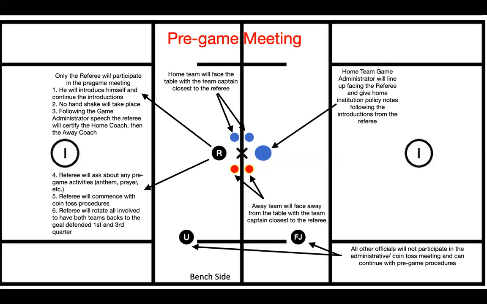The away team will have their backs to the bench. The home team will be facing the bench. The other officials who are not participating don't need to be standing in these locations like in this diagram. But what they need to be doing is checking sticks if kids want their sticks checked, talking to the table, going through those mechanics that were discussed in the pregame with the referee.